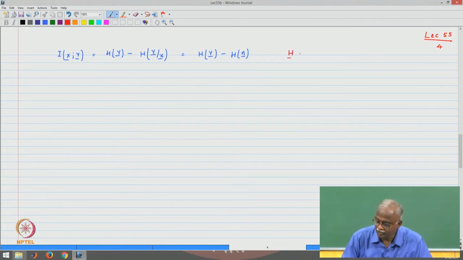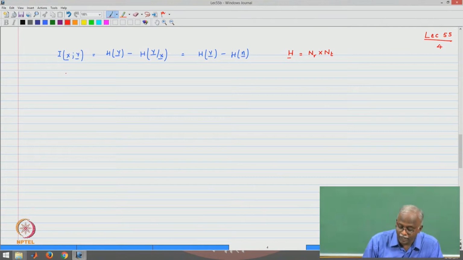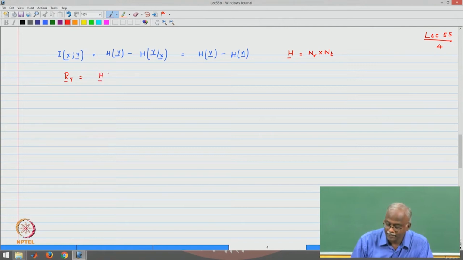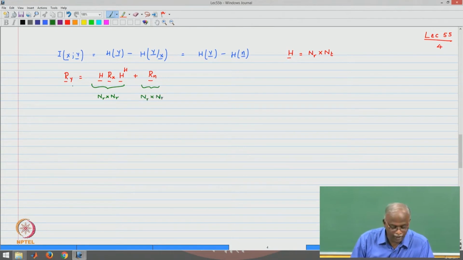The dimensions of H are NR cross NT, that is the MIMO channel representation, and we are interested in the autocorrelation of the vector y, that is given by H times Rx times H Hermitian plus Rn. This was the result that we had obtained in the last lecture. For dimensionality, this would be NR cross NR, again this would be NR cross NR, and Ry would also be NR cross NR. So, this is the expression for Ry.